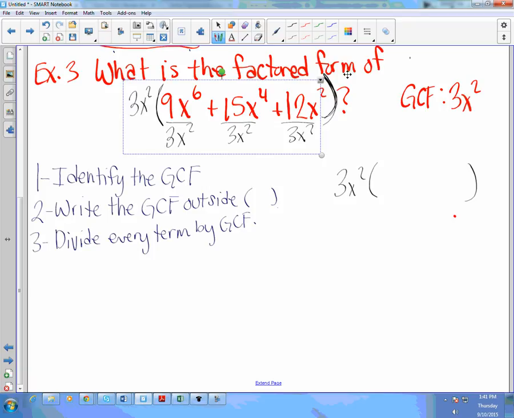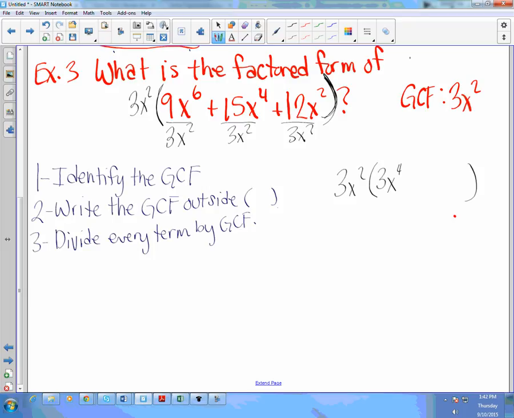So 9 divided by 3 comes out. What's that? 3. Now shout this out. What is x to the 6 divided by x squared? It should be 4. We subtract the exponents, 6 minus 2. It's like having 6 x's divided by 2 x's and they cancel. It leaves 4. That's why it's subtraction. x to the 4.